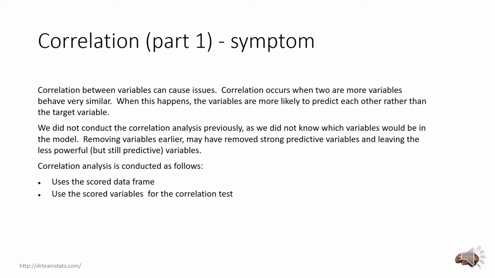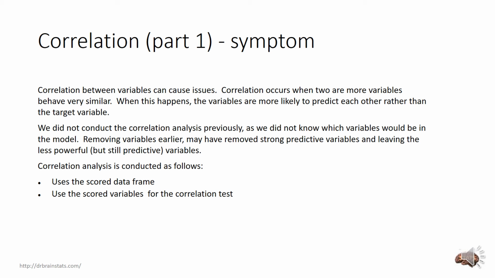Our next test involves correlation. Correlation between variables can cause issues. Correlation occurs when two or more variables behave very similarly. When this happens, the variables are more likely to predict each other rather than the target variable.